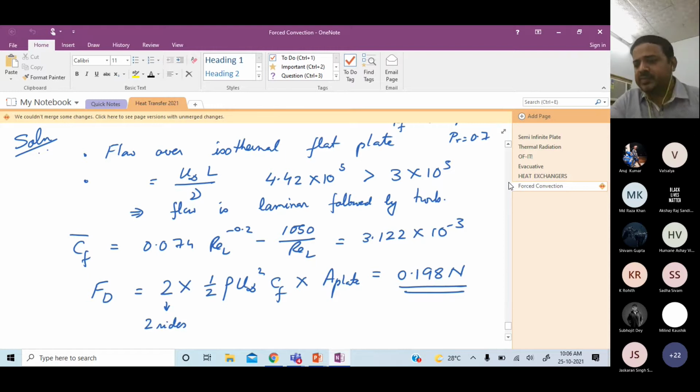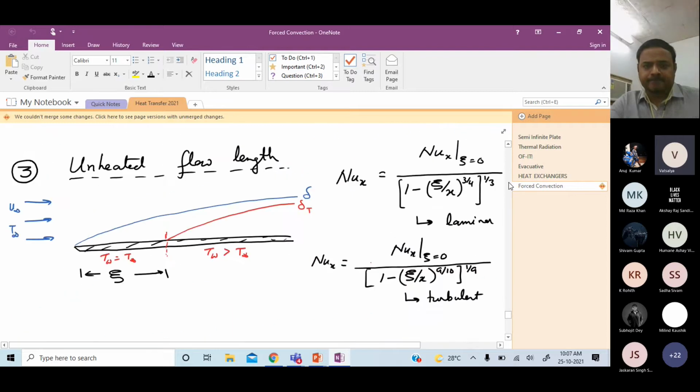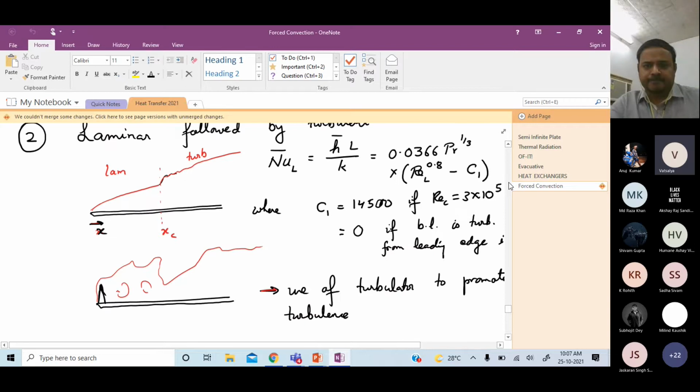So do any of you have the answer? Sir, I have a doubt. Yes, go ahead. Sir, in the first case, for finding the average Nusselt number, what should be the value of the coefficient C1? Because in our notes we had written C1 as 14,500 if the Reynolds number is 3 into 10 to the power of 5, and 0 if it is turbulent from the leading edge. So for the first case in our question, what should the value of C1 be? That should be 14,500, because the transition Reynolds number is 3 into 10 to the power 5.